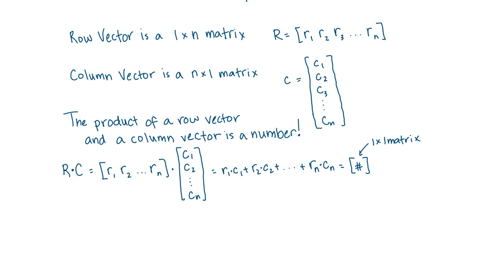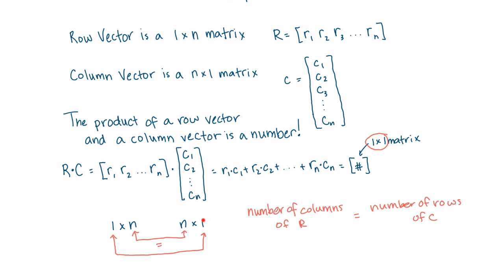It's worth noting that, again, our row vector has 1 row with n columns, and our column vector has n rows with 1 column. Notice that the number of columns in our row vector matches the number of rows in our column vector. These n's are equal. And then the number of rows in our row vector is 1, and the number of columns in our column vector is 1. And so a 1 by 1 is what we ended up with.